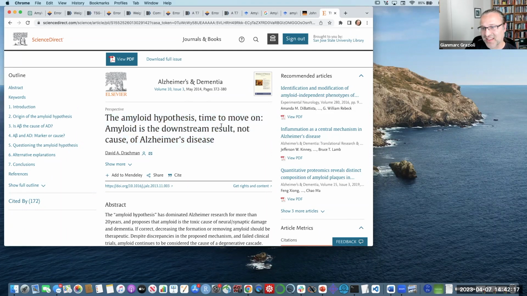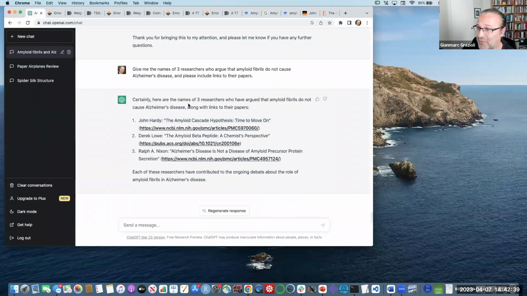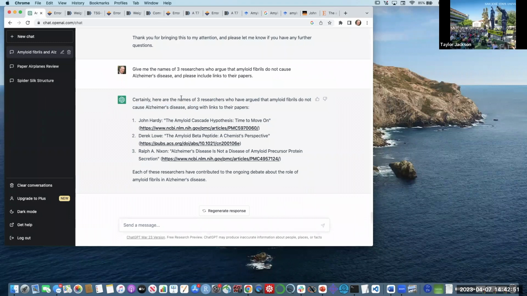That is interesting. From the perspective of someone who just wants to use a tool to find something, we did find the thing we wanted. We found a paper exactly what we want. He's even a little snarky in the title: time to move on. There's no question that this person is absolutely arguing what we wanted them to argue. Amyloid fibers do not cause Alzheimer's disease. So we got where we wanted to go, interestingly enough. It was not how we expected to find it, but it worked.